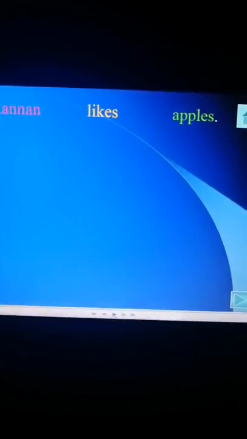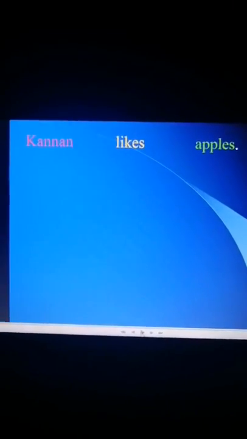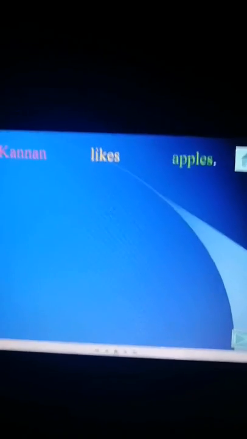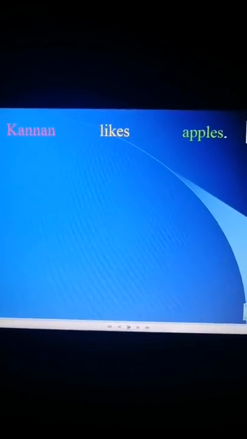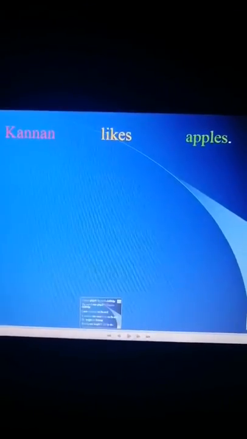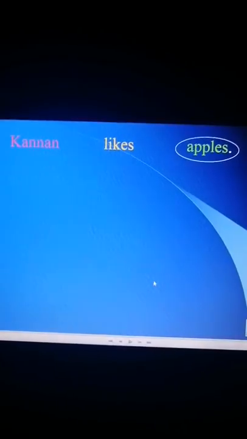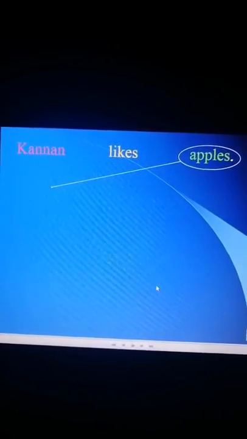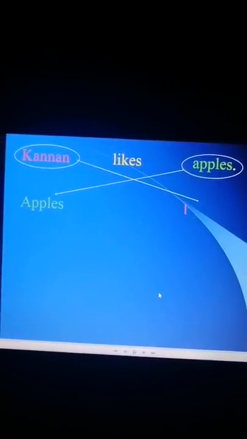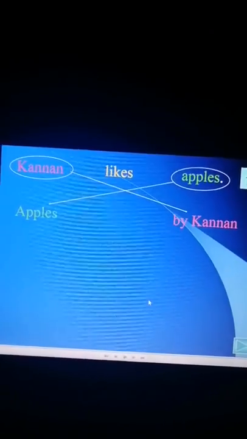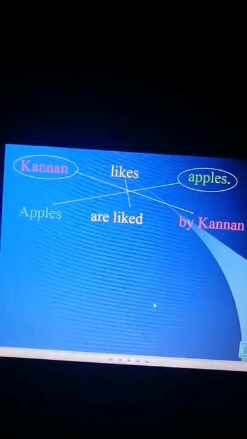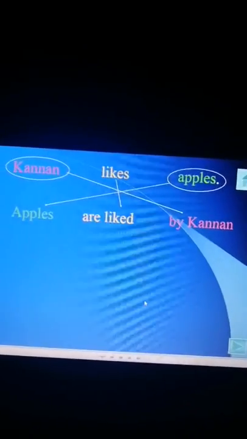Kanan likes apples. Kanan is the subject, likes is verb 1, apples is the object. Apples. Kanan. We should put by... are liked. Apples are liked by Kanan.